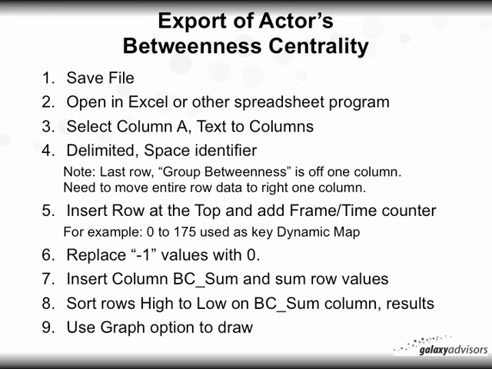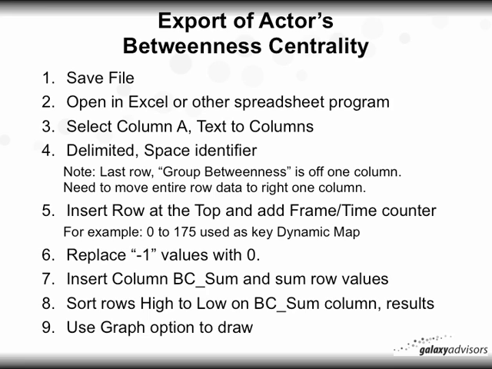So at the export of actors betweenness centrality, save the file and open it in Excel or your other favorite spreadsheet program. Column A will be the names of the individuals. Select that column A, and we're going to do a text to column parsing, so it'll parse it out across the columns. It's delimited, and you can use the space identifier.